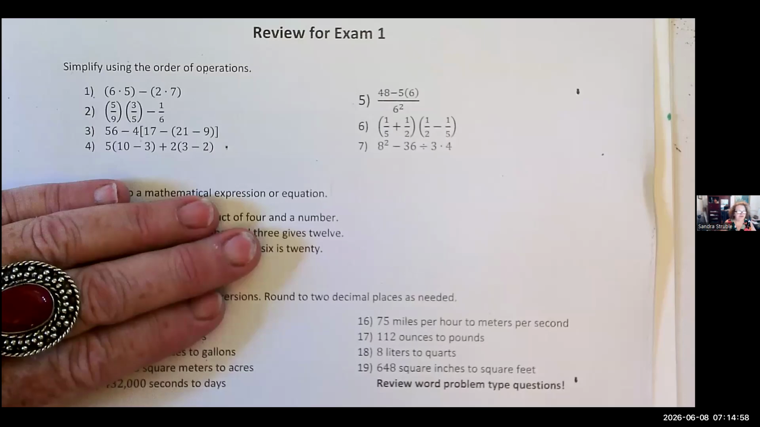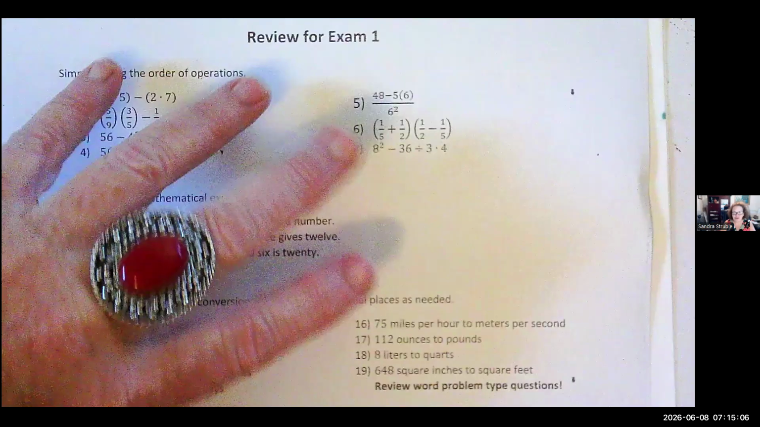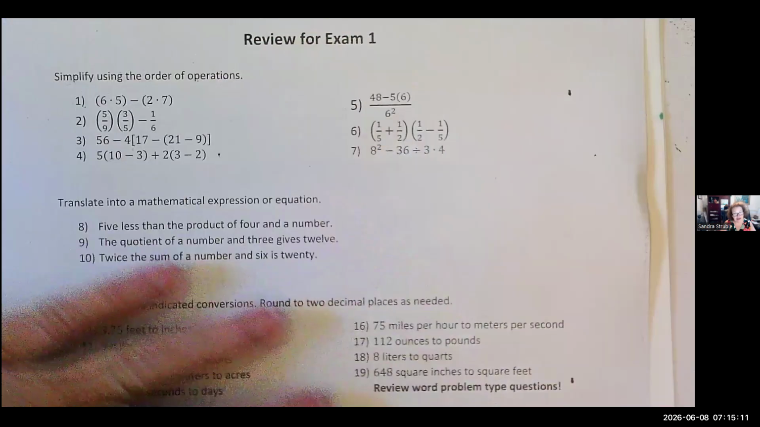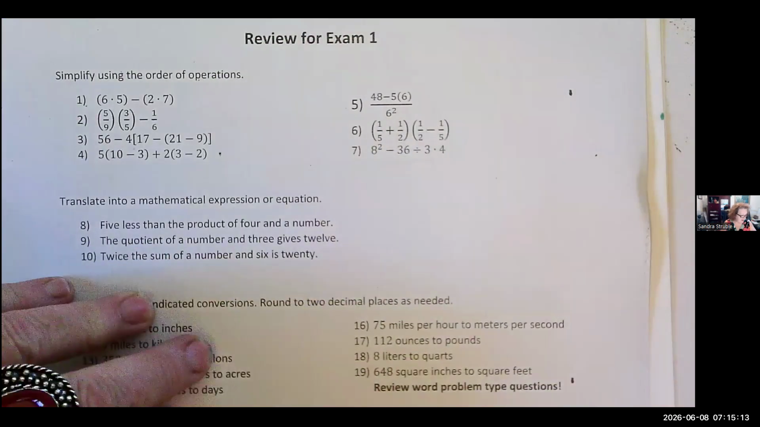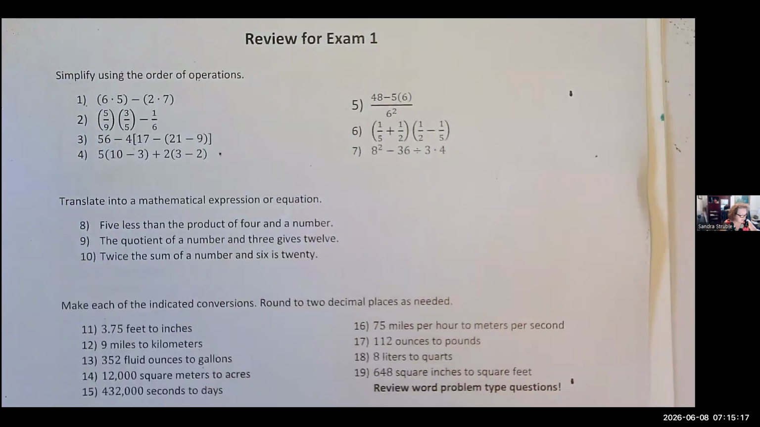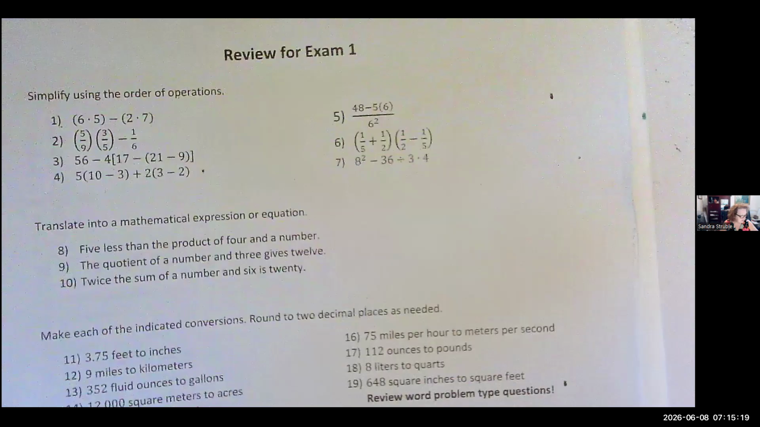Okay, let's cover the review for exam one. Now, I'm going to do this on my own sheet of paper. I don't expect you to do this on the paper that I provided you. These are just the questions, and then I also provided you the answers so that you could check the answers that you got.